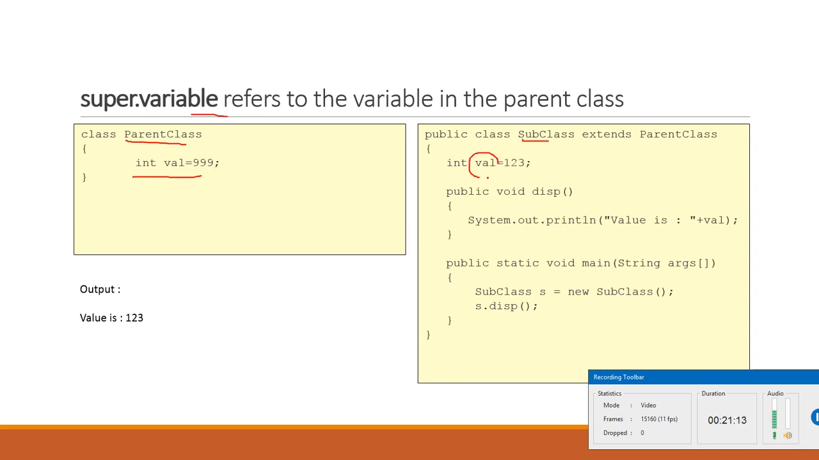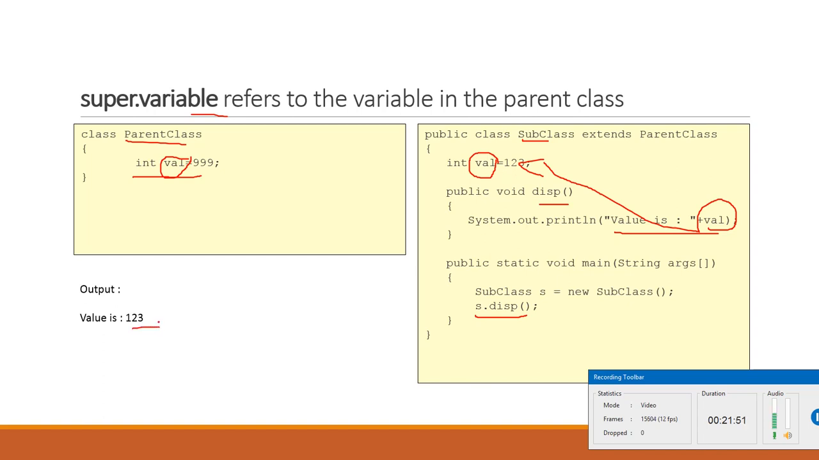This is a child class. Now the parent class and the child class have only one variable and the name is val. Alright, so they have the same variable with the same name. Now the child class has a method, which is just displaying the value of the variable. Now this val will refer to the child class variable and not the parent class variable. Now when we create a main method and call s.disp, it will display the value of the variable in the child class and you will get the output 123.